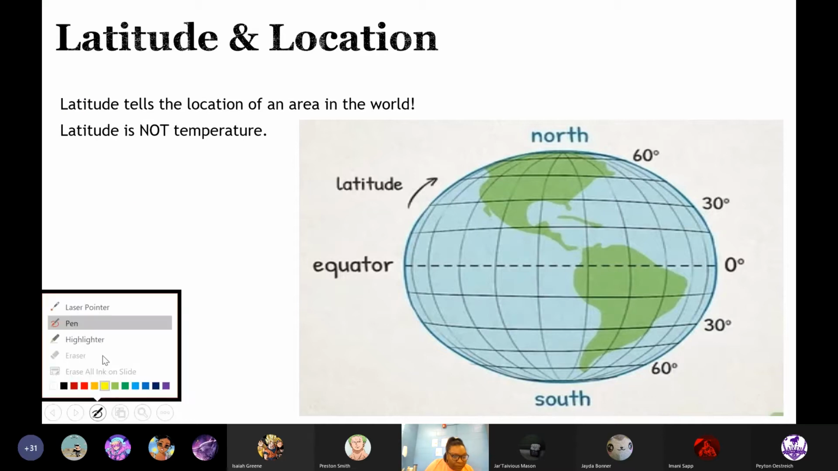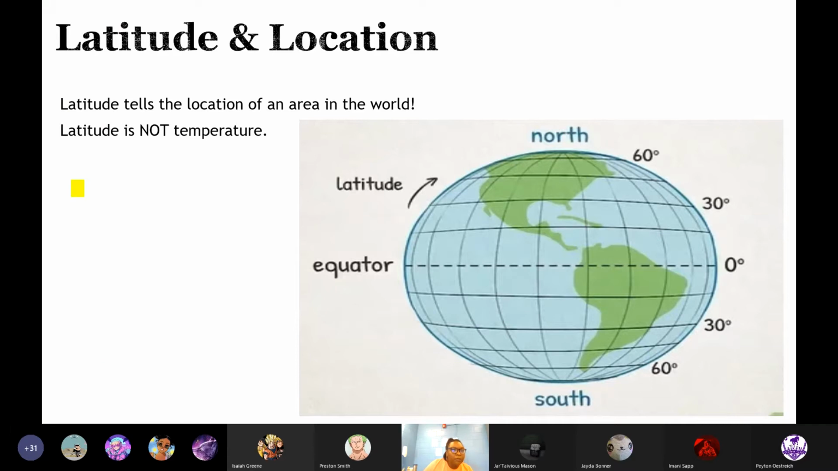So when we're looking at latitude, we want to make sure, uh-oh, I need my highlighter. Thank you. We want to make sure we know that latitude is talking about the location of an area. So right now on our pictures, Ms. Neville's highlighting the latitude of each area here. Yes, it's important that we understand latitude is location.